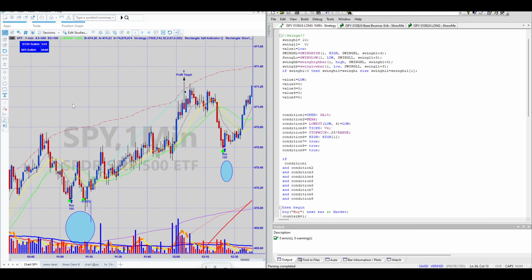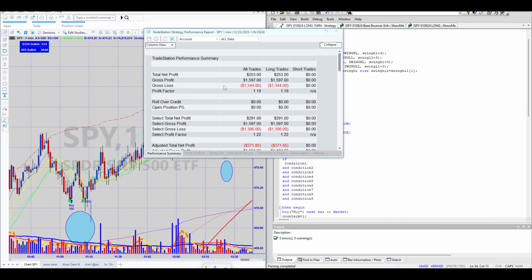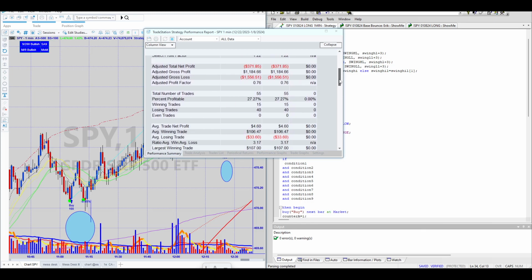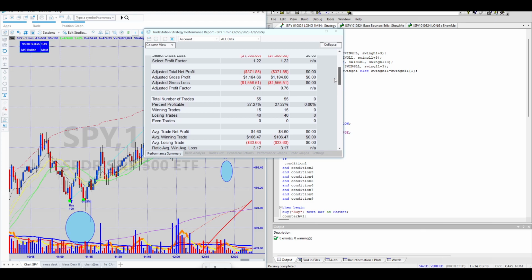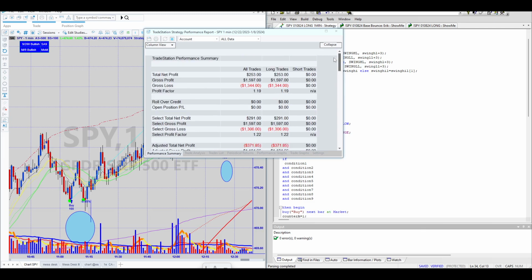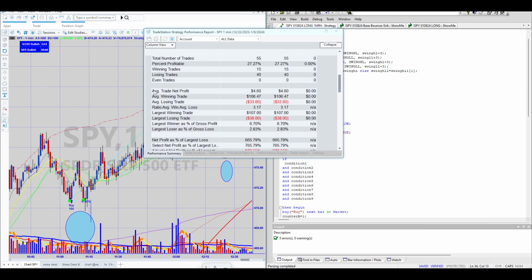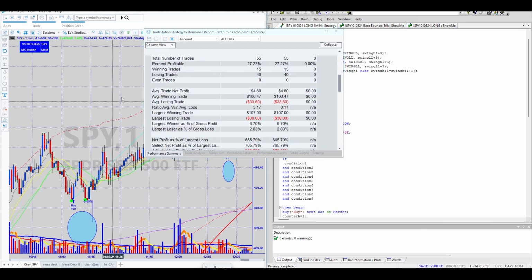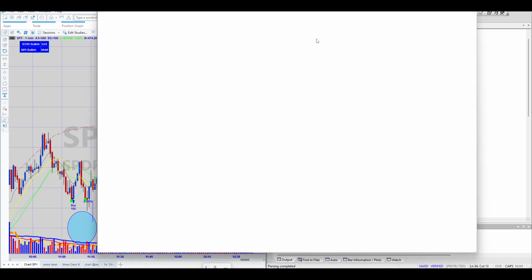All right, so if we look at the optimization report on that, it says, let's see, that it would have taken 55 trades. Now this is not just today, this is back to the date 12/22. So if it's just today, all those would have been a win. All right, so this is 27% profitable since December the 22nd. However, even with that percent profitability, it's still $253 to the positive. But again, I didn't make this for every day. I made this just for today.